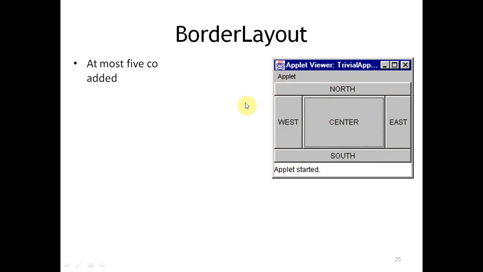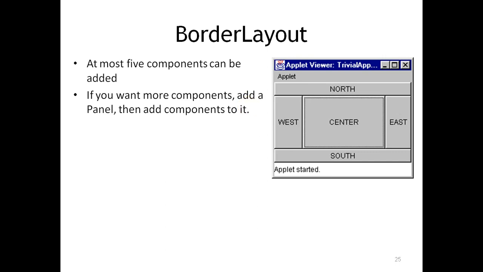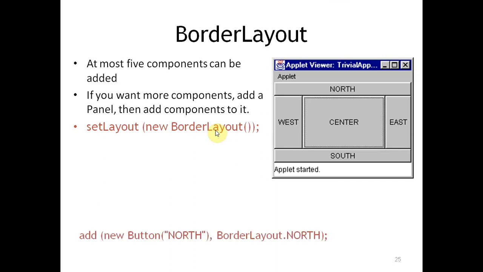So this is the applet program. You can see the program. At most 5 components can be added. If you want more components, add a panel, then add the components to it. So in case of more components, we have to add another panel. So this is the layout: set layout, new border layout. In the previous program we wrote set layout, new flow layout, and here we have written new border layout, and this is the function by which we can add different buttons.